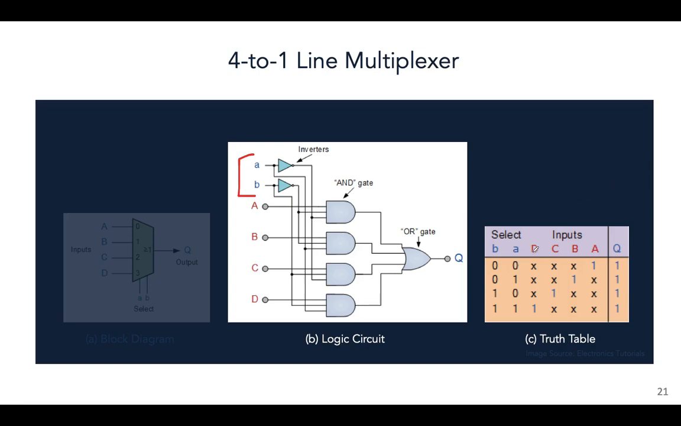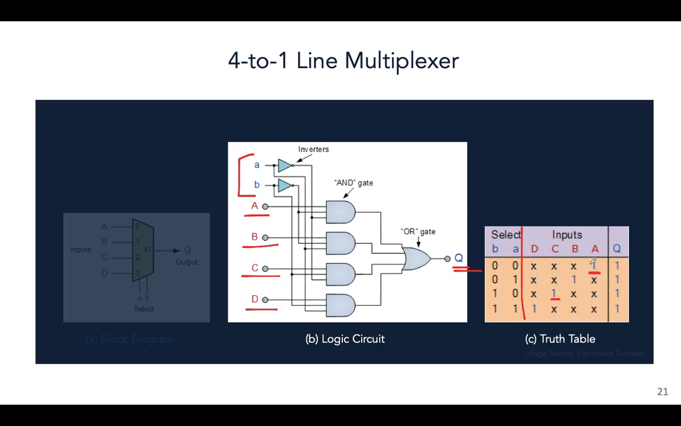And how this works is, when the 2 select lines are 0 and 0, both of them are 0, the output is whatever this input is. Q becomes A. When B is 0 and A is 1, these are the select lines, the second input becomes the output of the multiplexer. When B is 1 and A is 0, the third input, C, becomes the output. And when both the select lines are 1, the fourth input becomes the output.